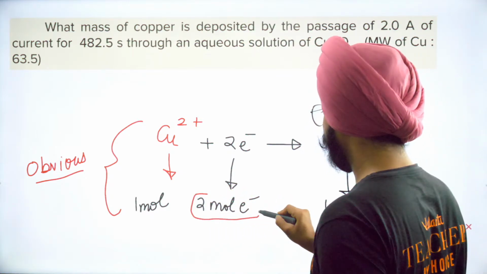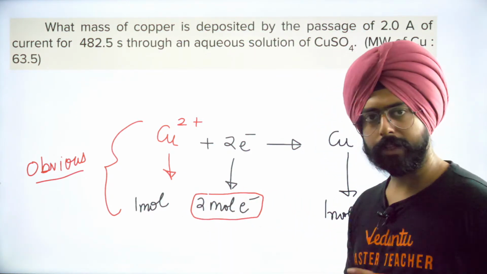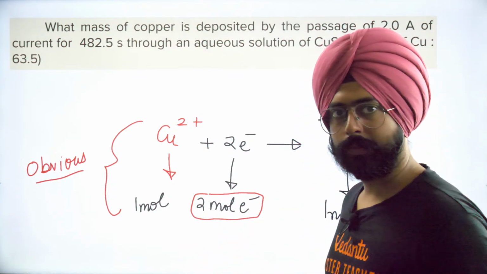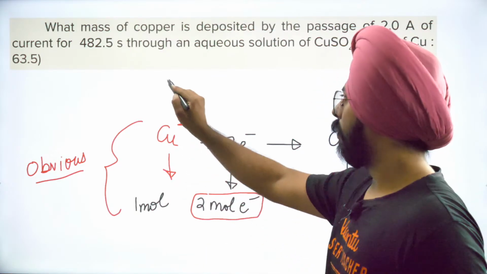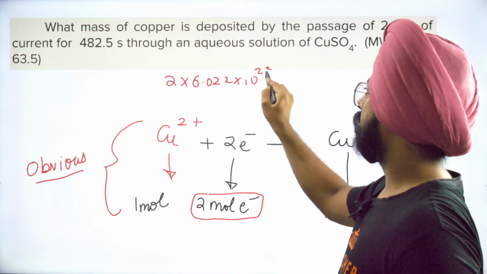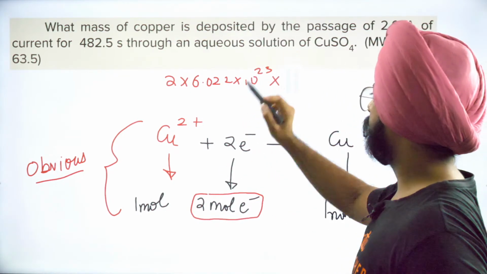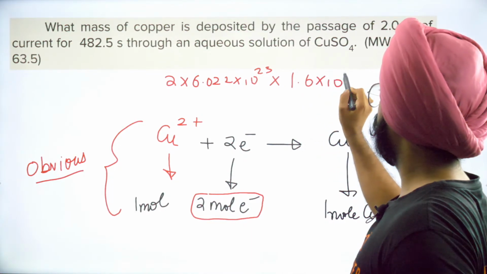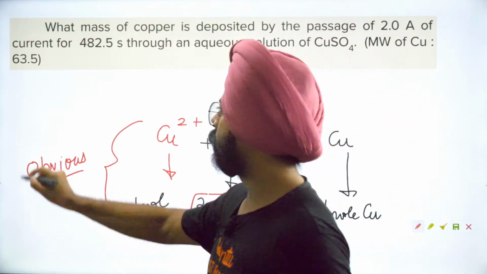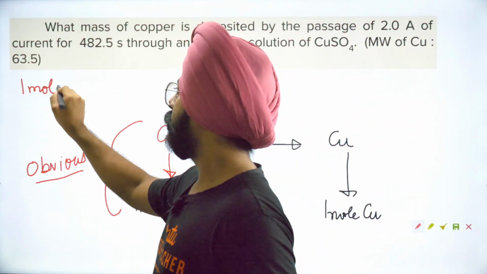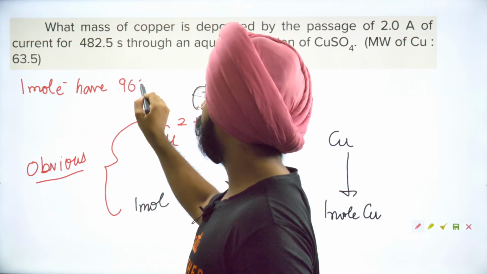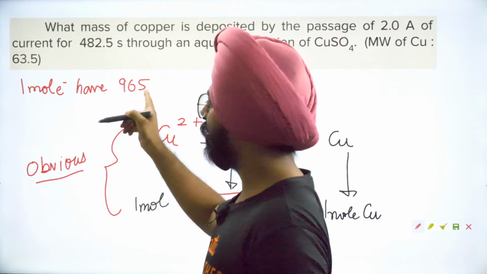Now let us convert this into charge. 2 moles of electrons, how much is the charge over here? You can do 2 into 6.022 into 10 to the power 23 into what's the charge on 1 electron? 1.6 into 10 to the power minus 19. But instead of doing this calculation, I will simply tell you 1 mole of electrons has 96,500 coulombs of charge. And we've done this earlier in this chapter.